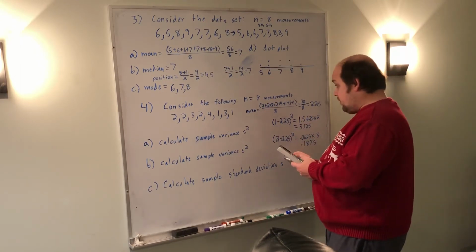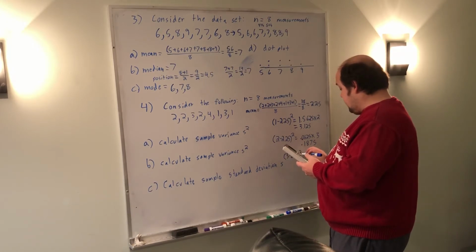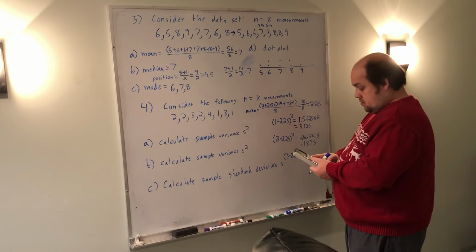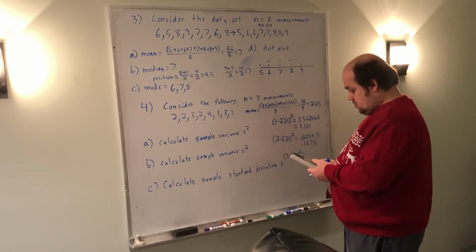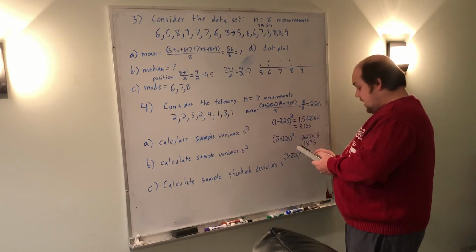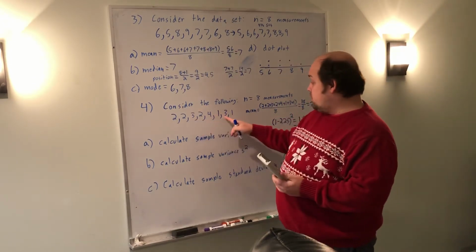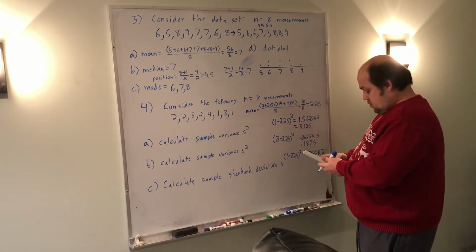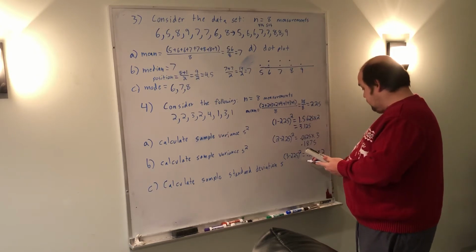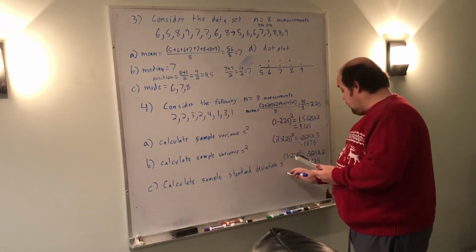Now I'm going to do it for 3. 3 minus 2.25, quantity squared. That gives me 0.5625. When I look at my list, there's 1, 2, 3s. So I'm going to multiply this by 2. That gets me to 1.125. Finally, I have to do it for 4, which there's only one of.